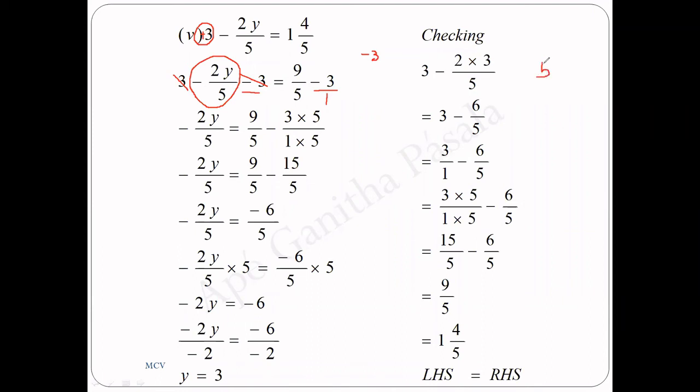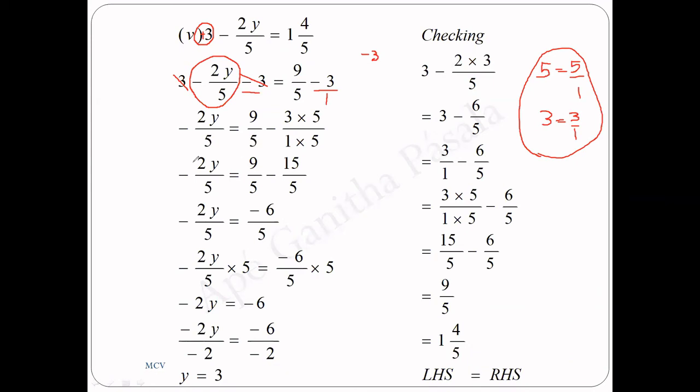What is the denominator of 5? 5 can be written as 5 over 1. Then 3 can be written as 3 over 1. Always denominator 1 is there. So remember that. We want to get a common denominator. Now we want to get denominator 5. So I will multiply both numerator and the denominator by 5 to get the common denominator 5.